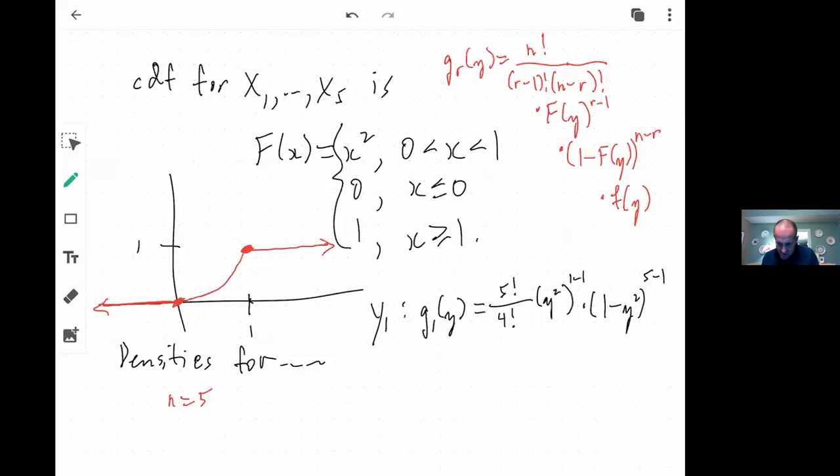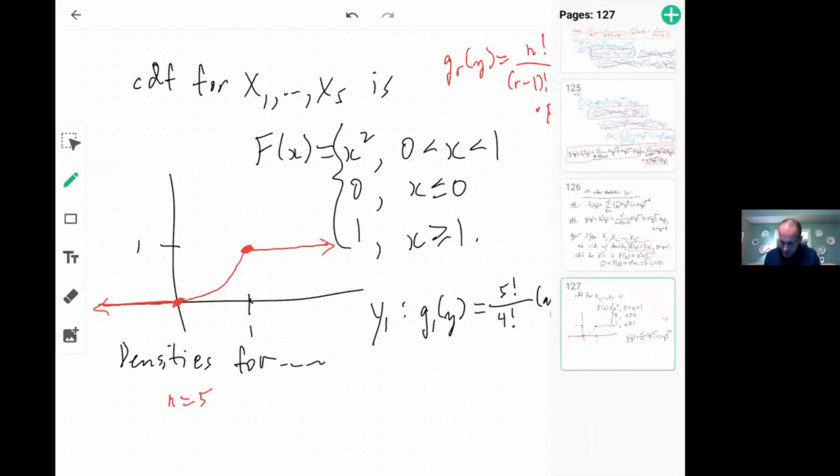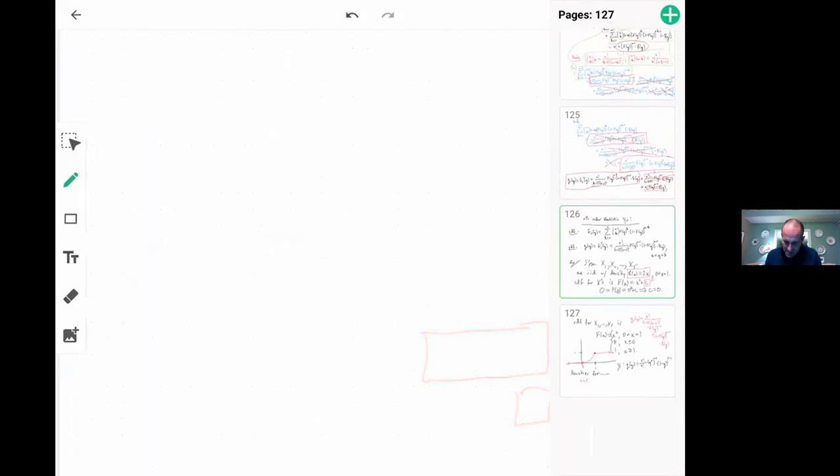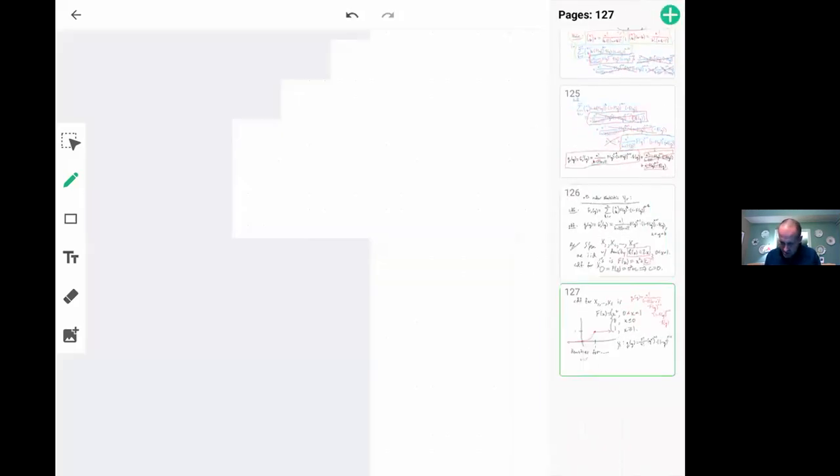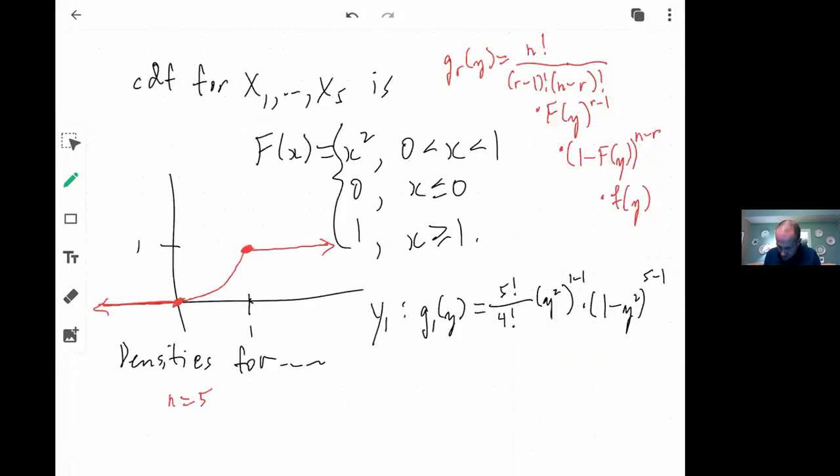And what was little f of y? Well, if you'll recall, if I go back to this previous slide right here, f of x was equal to 2x, right? So f of y is equal to 2y. So then this is just multiplied by 2y. So what does this end up being? g1 of y is just 5 factorial over 4 factorial, which is 5, times 2 is 10. The y squareds just go away completely here, and I have just a y, and then I have 1 minus y squared to the power 4.